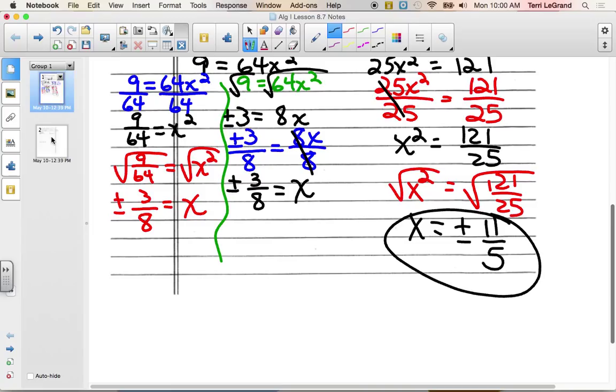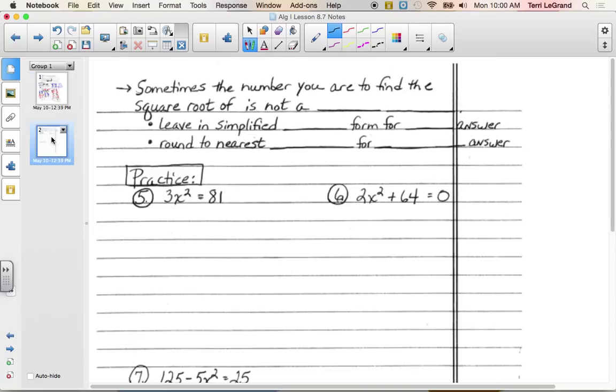Okay, then let's go to the back side. It says, sometimes the number you are to find the square root of is not a perfect square. What are we going to do then? What if, no matter what you do, you're going to end up taking the square root of something that is not a perfect square?